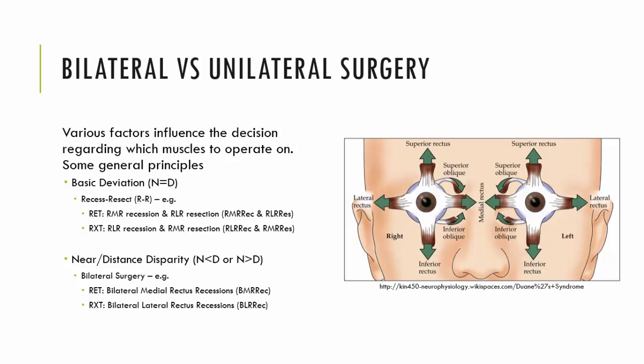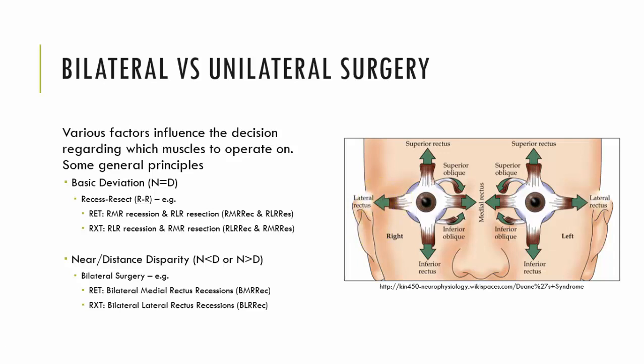Unilateral surgery is when we perform the procedure on the one eye. So in this instance, you would perform a procedure on the lateral rectus and a procedure on the medial rectus of the same eye. One will be a recession and the other will be a resection. For bilateral surgery, you're operating on an extraocular muscle from the right eye and one from the left eye. So as an example, you might operate on the two lateral recti.